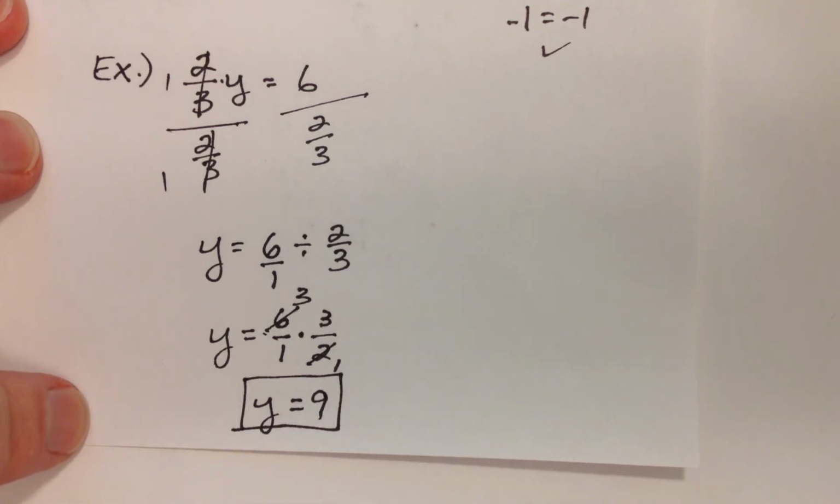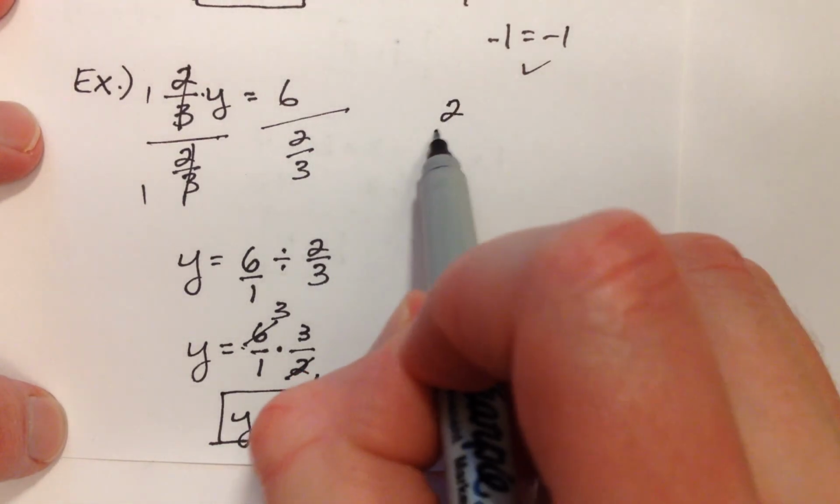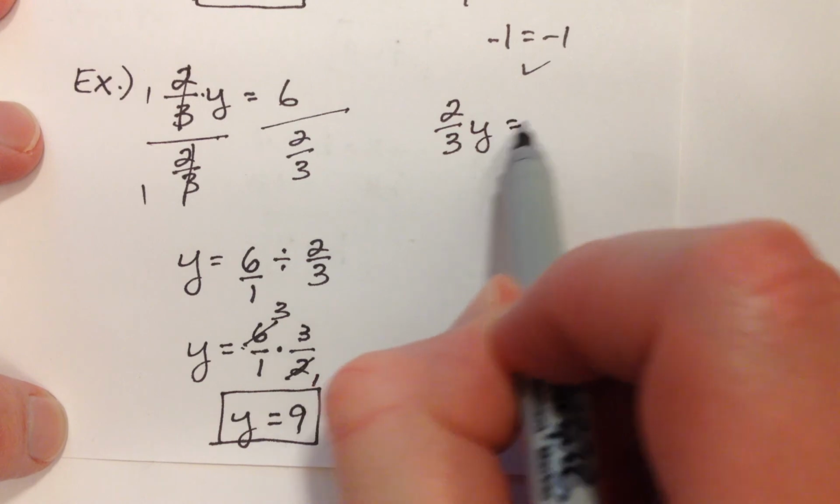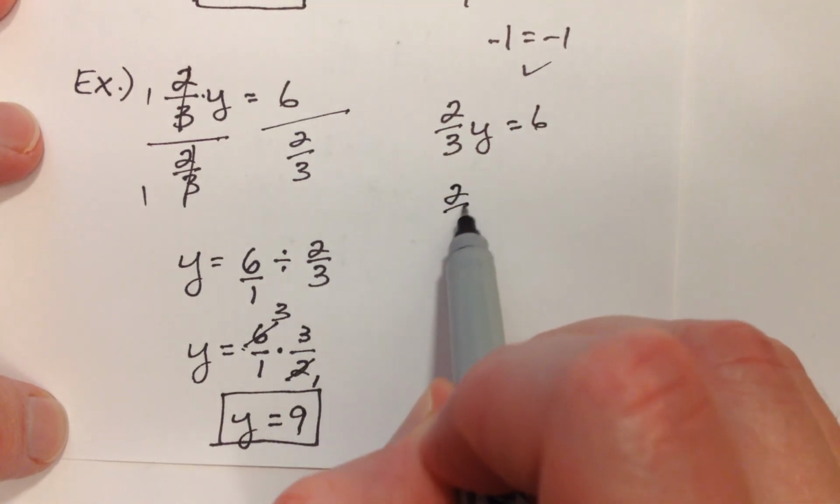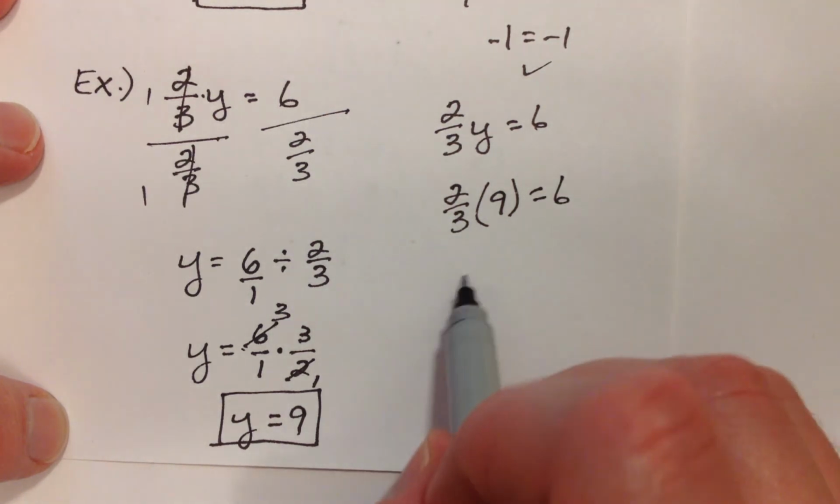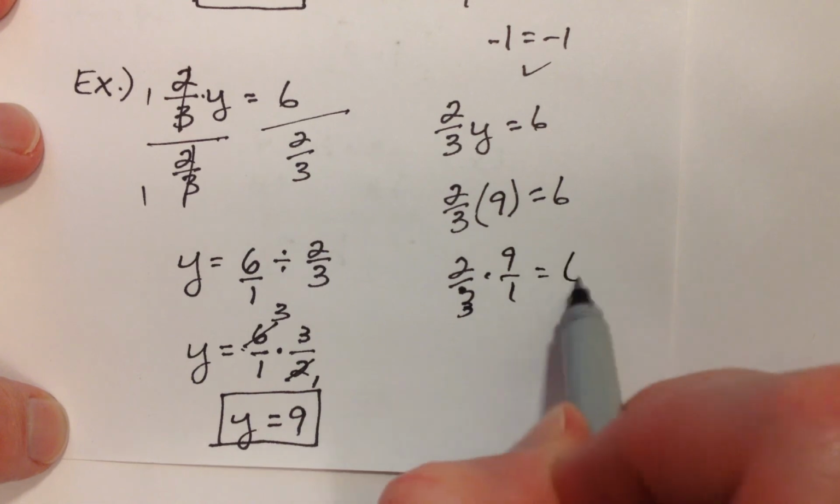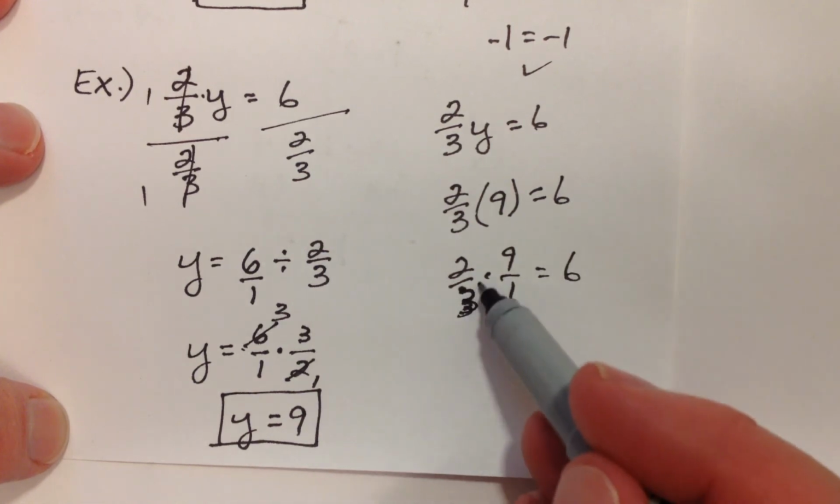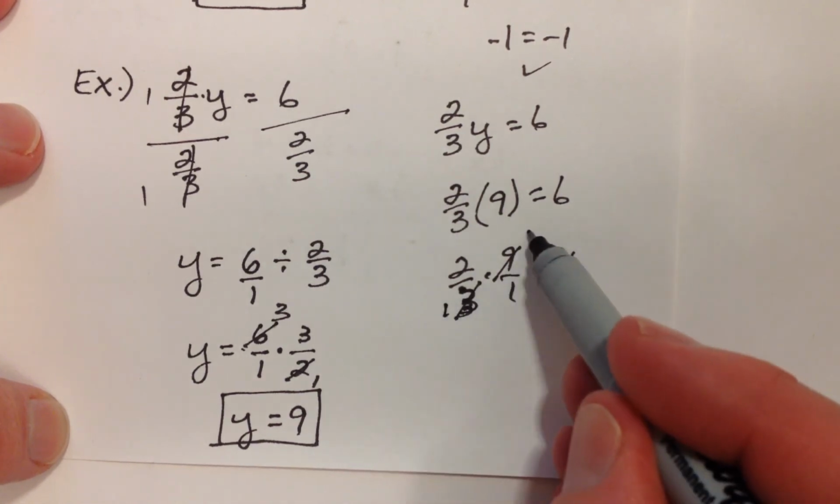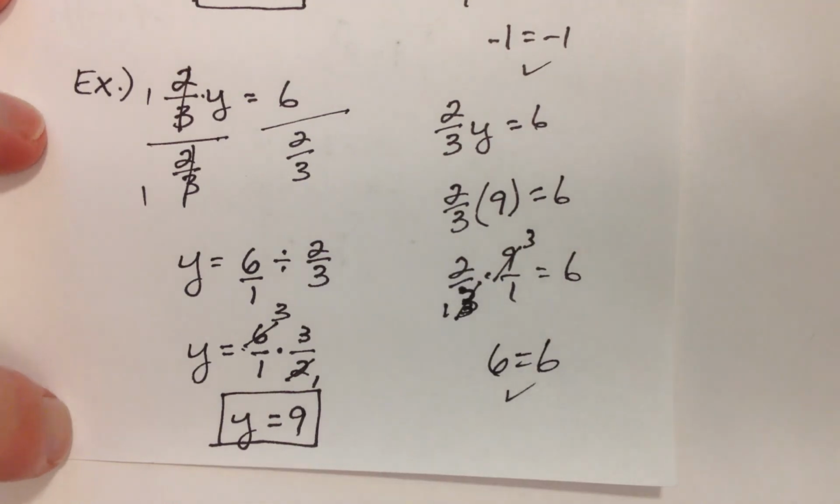This one we're definitely going to want to plug back in to verify yes, it's right, or no, it's not right. So I started with 2/3 times y equals 6. So let's do 2/3 times 9 equals 6. Well, again, we'll have 2/3 times 9 over 1 equals 6. And the 3 here can kind of cancel up there with that guy. Oh, 2 times 3 equals 6. 6 equals 6. We're good to go.